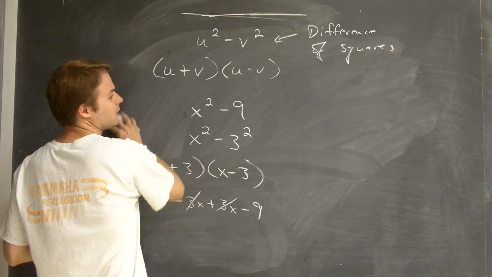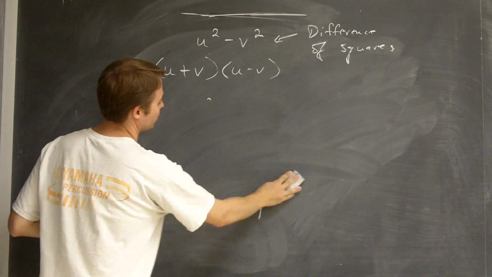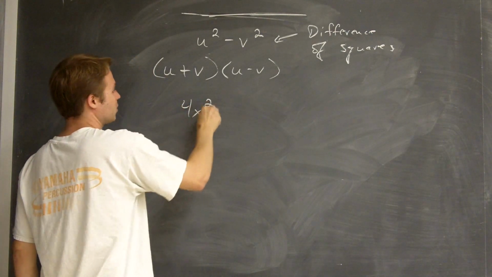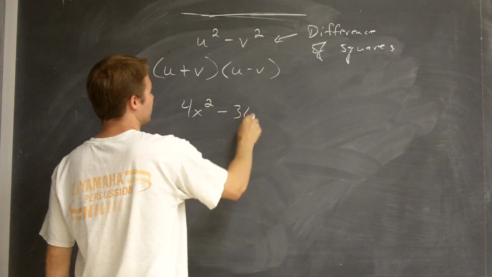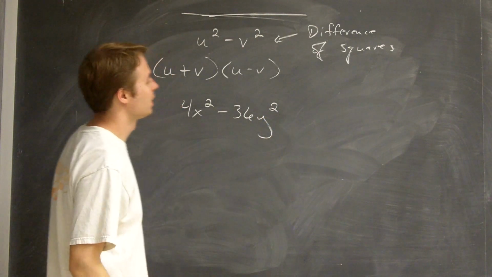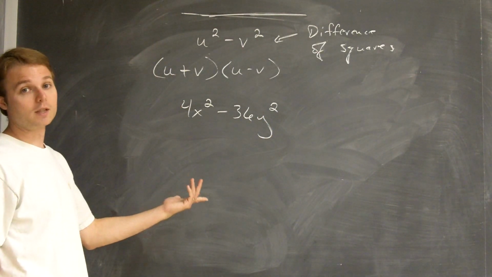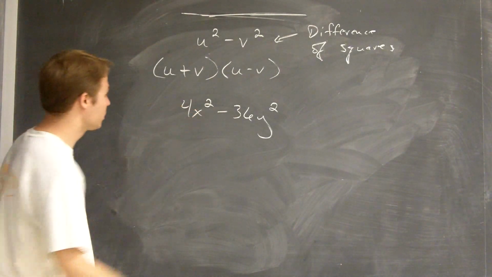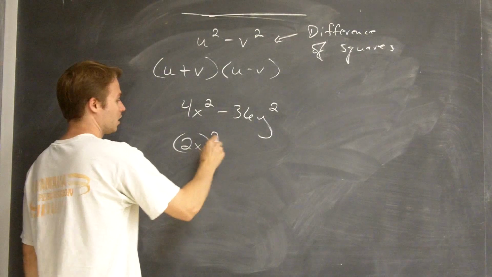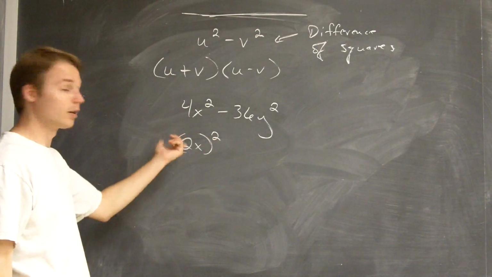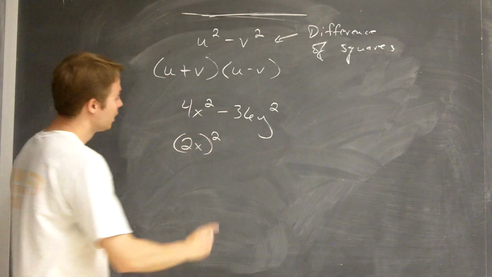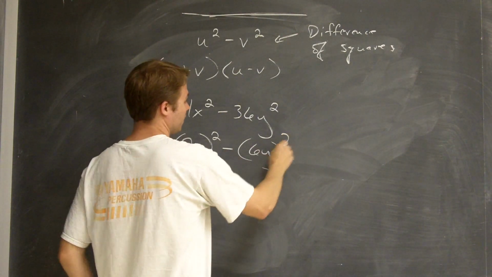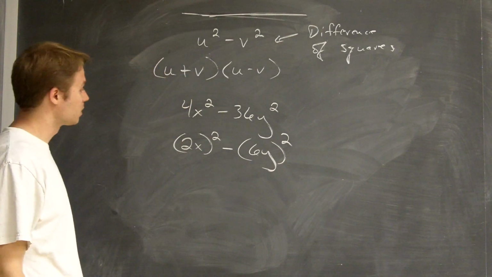So this is a really simple case. Let's look at one that's maybe a little more complicated. If I take this expression, 4x squared minus 36y squared, this is also a difference of squares. I just have to do some rewriting first. For example, I could write 4x squared as 2x quantity squared. If I square that, I'll get back to 4x squared, so that's fine. And I could write 36y squared as 6y all quantities squared. So this works as well.